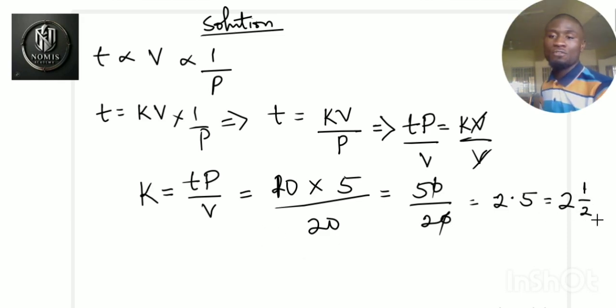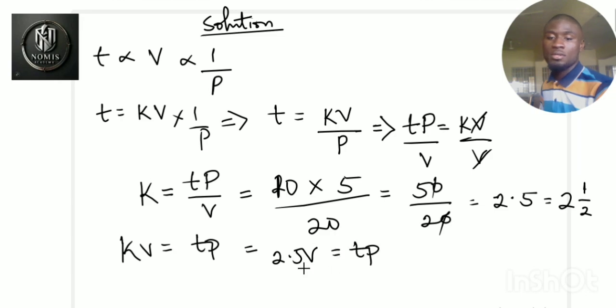If this is the value of K, then the relation can be written as KV equals TP, that is, 2.5V equals TP. You can make any of these the subject of the formula, and that is the relation between the three variables. So now that we have gotten this, we can proceed to question B. Remember, this was question A, then question B.